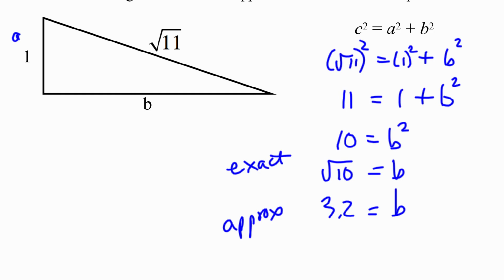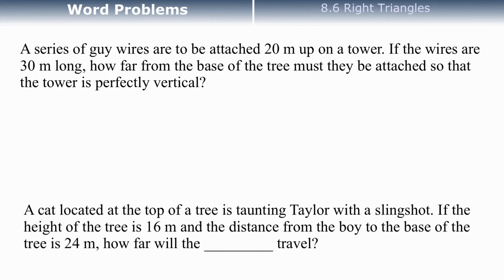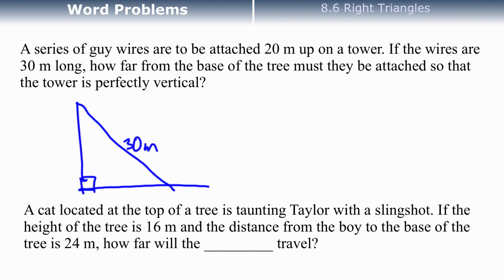Lastly, I won't solve these questions, but I'll just help you set them up. These are set up perfectly for doing word problems. So, a series of guy wires to be attached 20 meters up on a tower. Here's the tower, guy wire, sort of a supporting wire. Okay, and then I'll draw a line along the ground here. Now they say the wires are 30 meters long, so these are 30 meters long. Oh, and it says they're supposed to be attached 20 meters up on a tower. So here's my tower, so this would be 20 meters.